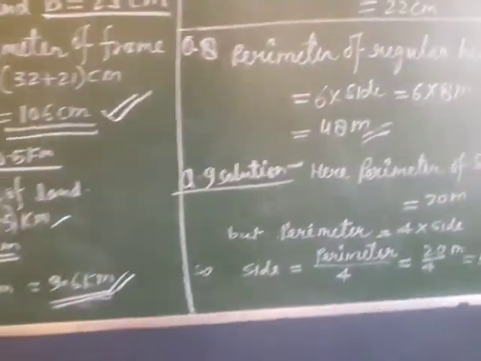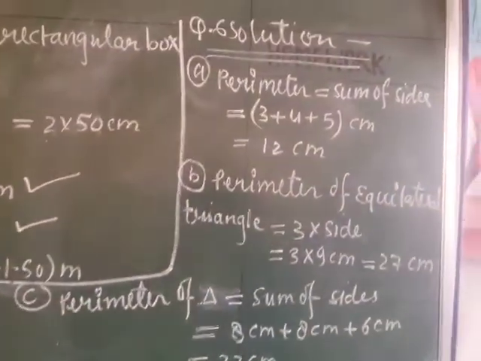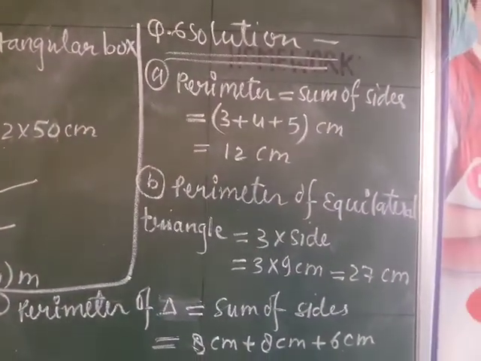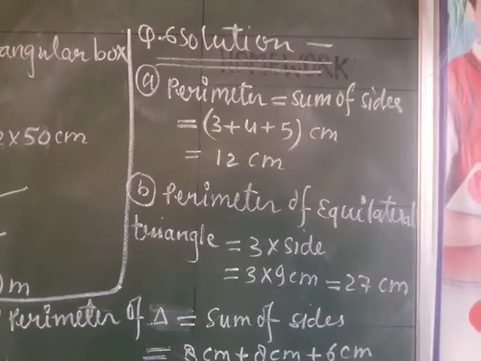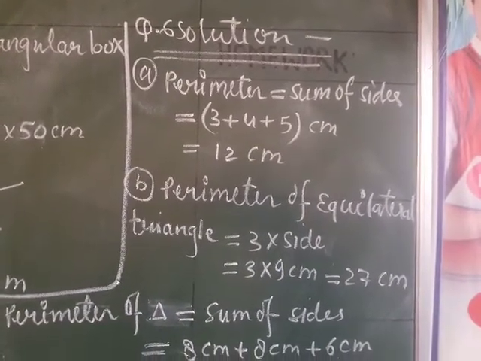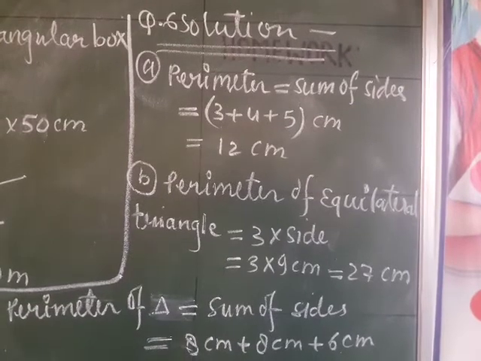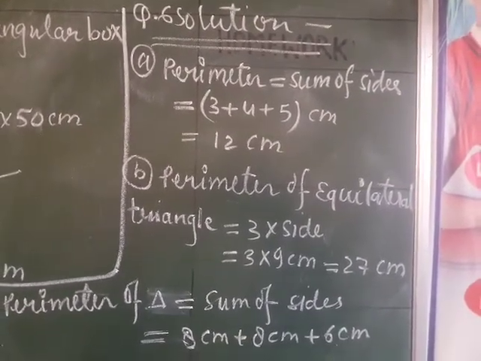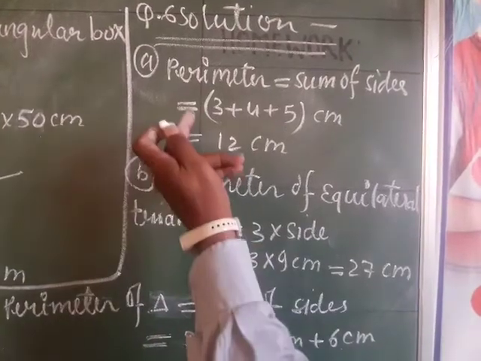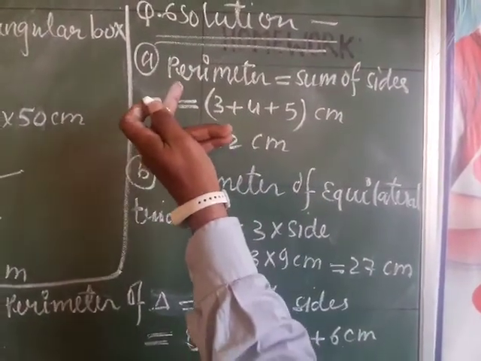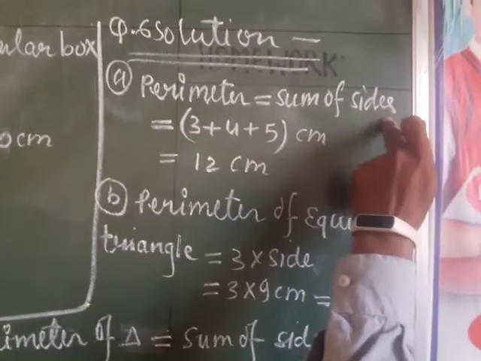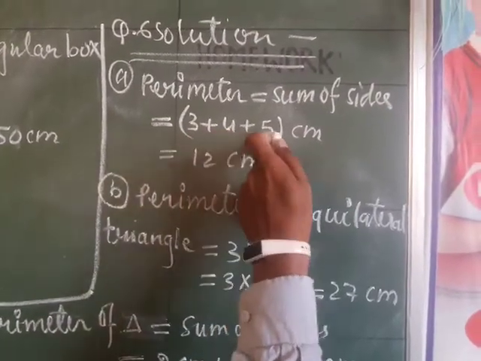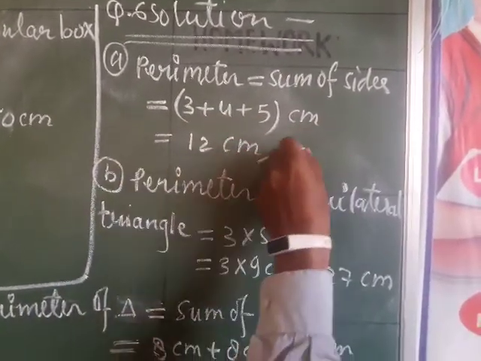Now going to question number 6. Here the question is: find the perimeter of each of the following shapes. Different shapes are given. In the first shape, part A, the triangle has sides 3, 4 and 5. As we know, whenever all the different sides are given, the perimeter is equal to the sum of the sides. So 3 plus 4 plus 5 centimeter, that means a total of 12 centimeter.